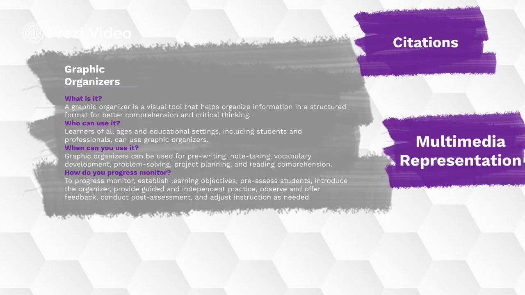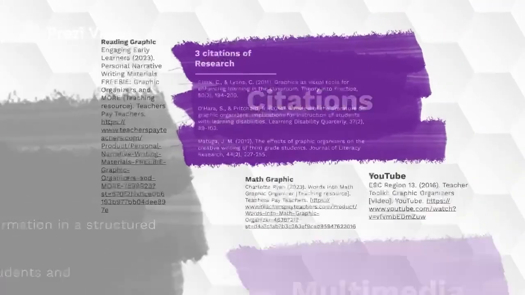How do you progress monitor? To progress monitor, you would establish the learning objectives, pre-assess the students, introduce the organizer, provide guided and independent practice, observe and offer feedback, conduct post-assessment, and adjust instruction as needed.